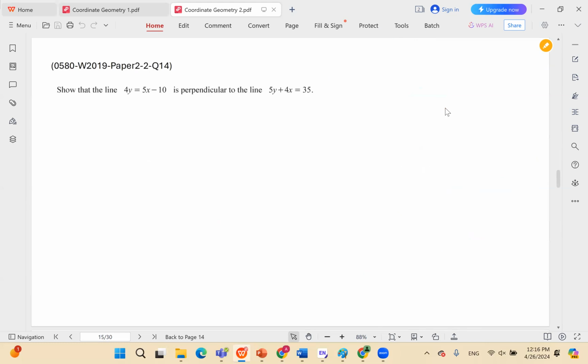Show that the line 4y equals 5x minus 10 is perpendicular to the line 5y plus 4x equals 35. So this is slightly different. We just want to show that they're perpendicular. So we need to get the slope or the gradient of each. Remember that one of the nice ways to get a gradient is to just try to write the equation in the form y equals mx plus c. And this will automatically enable us to identify m.